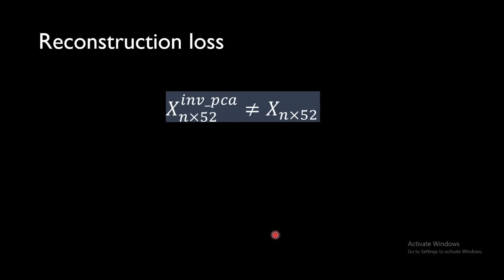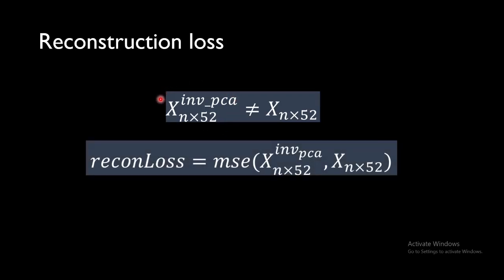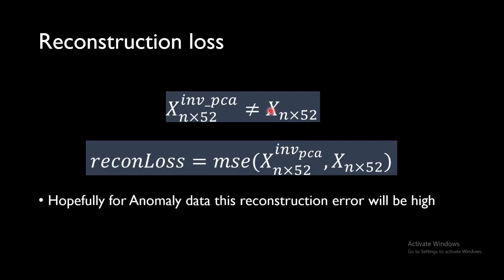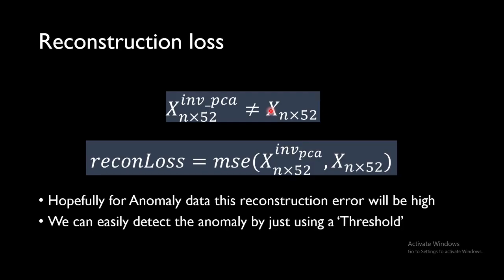And what is reconstruction loss? We saw that the reconstructed matrix is not equal to the original one, and we can define a reconstruction loss based on the mean squared error between these two matrices. And what we hope is that the anomaly data, which we did not use for the training of this principal component analysis, will give us higher reconstruction error compared to the normal data. Then we can detect the anomaly by putting a threshold on the reconstruction loss. And now we're going to see the same thing in the Jupyter notebook.